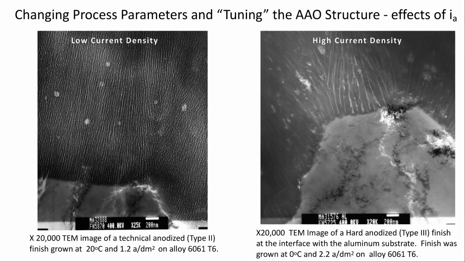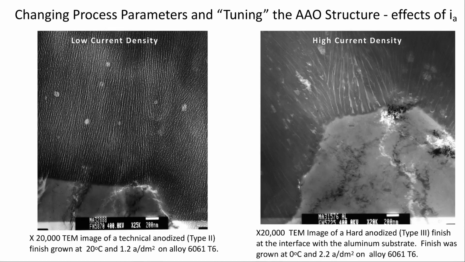And this is well illustrated by these two photomicrographs. The image on the left is a type 2 anodic oxide grown on 6061 T6 material, and it was grown at 20 degrees C at 1.2 amps per decimeter squared. The dark parallel lines you see are the column walls, and the white radiolucent lines that you see are the central pore. They're extremely fine. You see circular, not holes, but bubble-like areas. These are areas where we had magnesium silicide precipitates that have dissolved in the electrolyte, and they leave empty space behind.